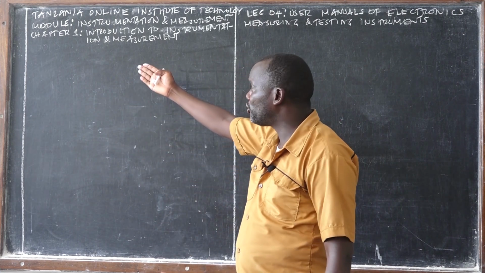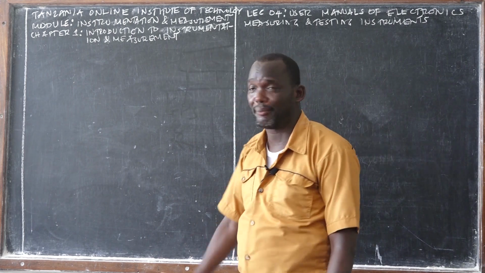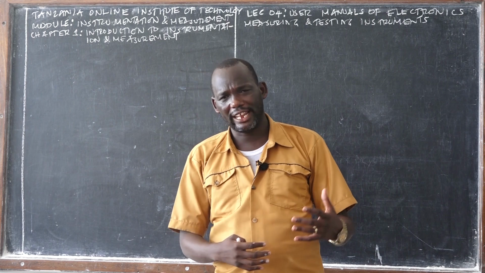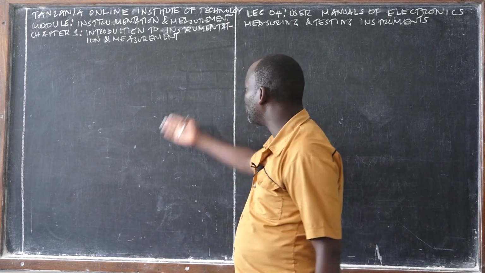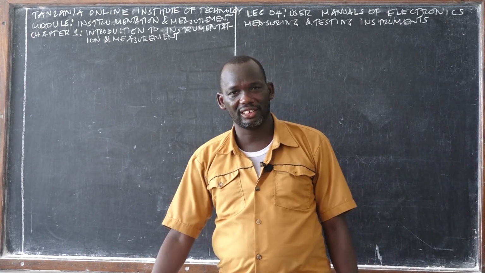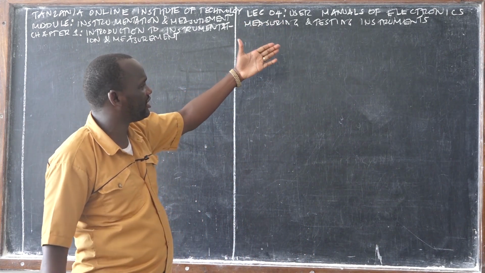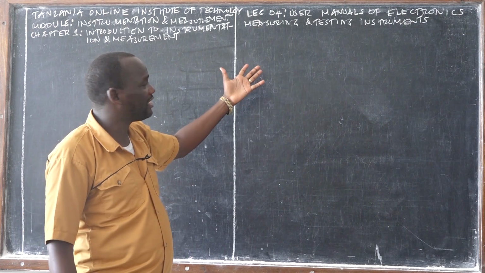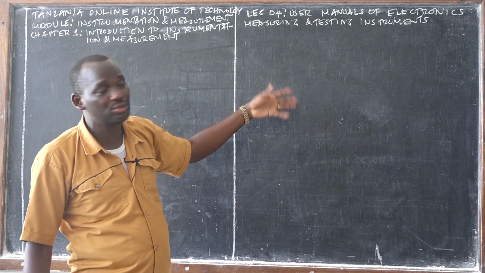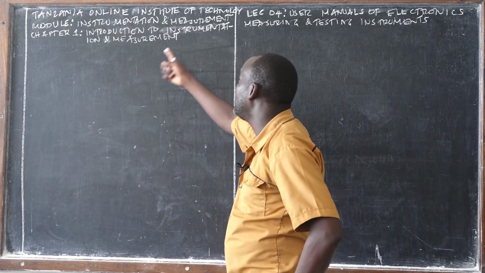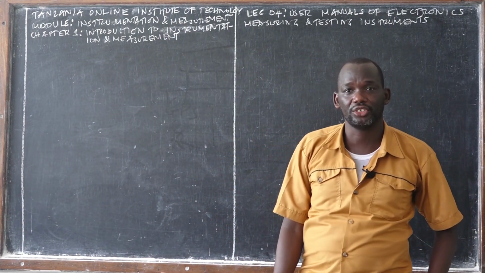The module that we are going to discuss today is called Instrumentation and Measurement. We are still in chapter 1, but we still have 2 lectures before we end chapter 1, titled Introduction to Instrumentation and Measurement. This is lecture 4, User Manuals of Electronics Measuring and Testing Instruments. In case you have missed lecture 0, lecture 1, lecture 2, or lecture 3, you can access them on our official YouTube channel, called the Tanzania Online Institute of Technology.